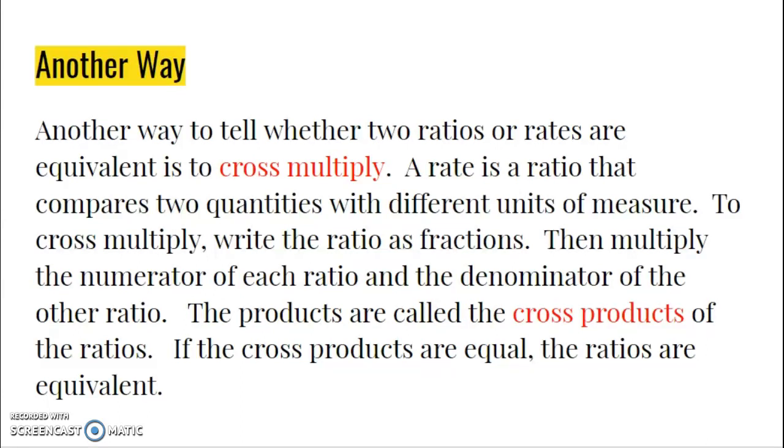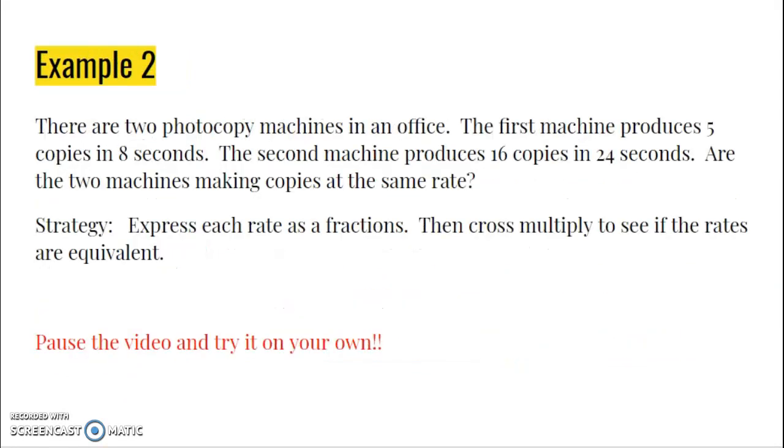To cross multiply, write the ratio as a fraction, then multiply the numerator of each ratio with the denominator of the other ratio. The products are called the cross products of the ratios. If the cross products are equal, then the ratios are equivalent. So let's try example 2.